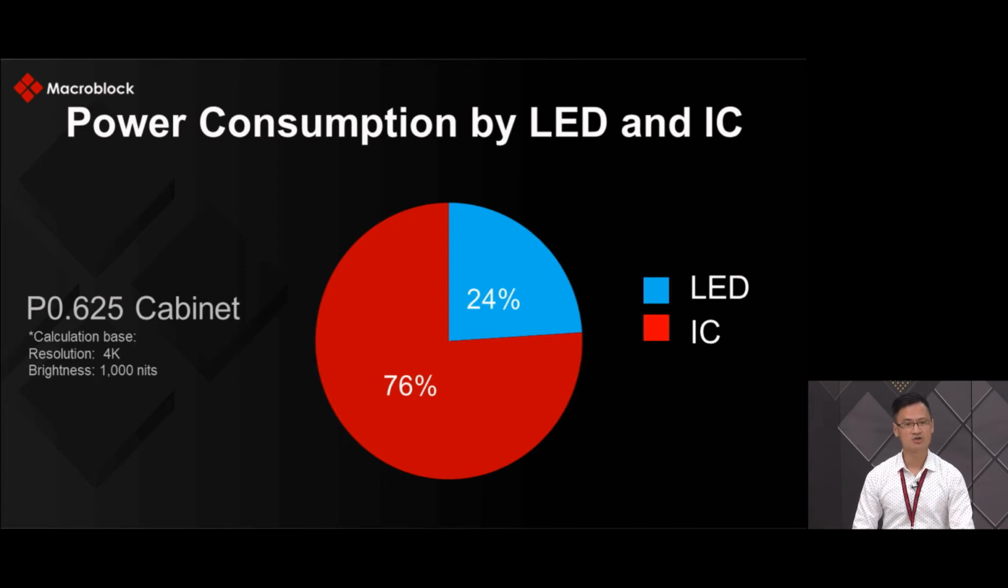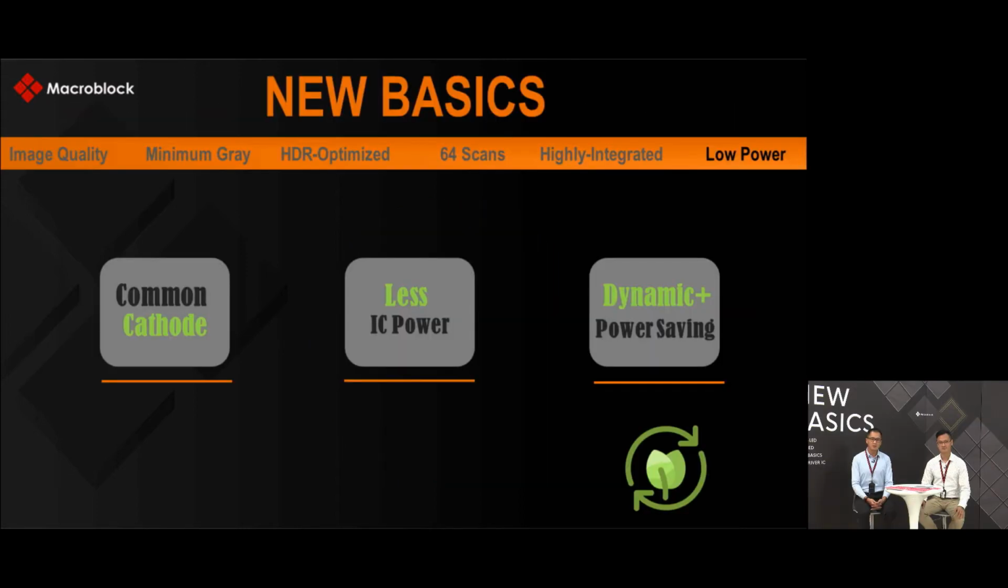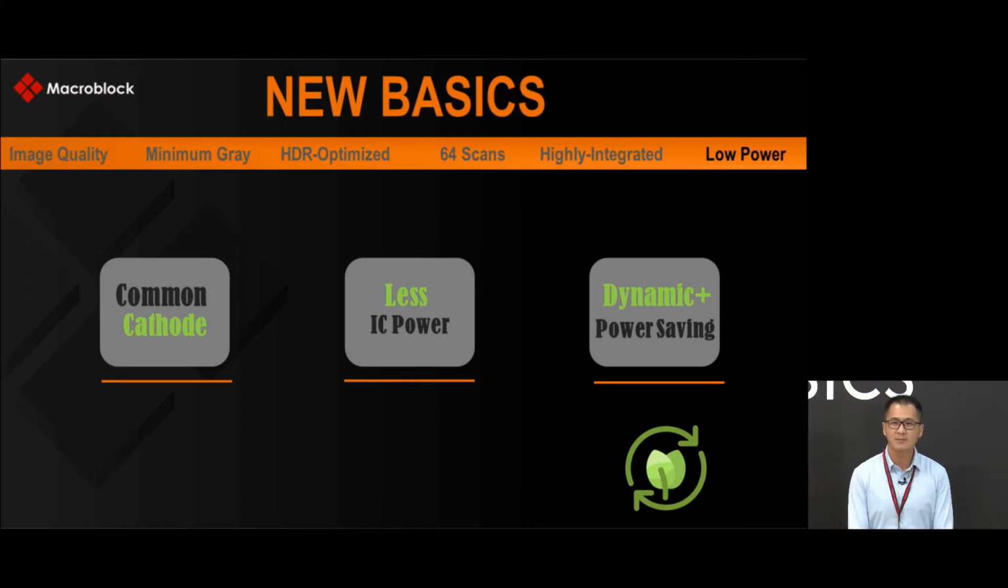Since power consumption has become important, I believe that Macroblock has some low power solutions. Yes. When it comes to low power, there are three methods to reduce power consumption. The first method is to use a common cathode LED driver, which drives different color LEDs with different voltages. Generally speaking, 2.8 volts for red LED and 3.8 volts for green and blue LED. The second method is less IC power. That means the IC driver will take effort to minimize IDT current.